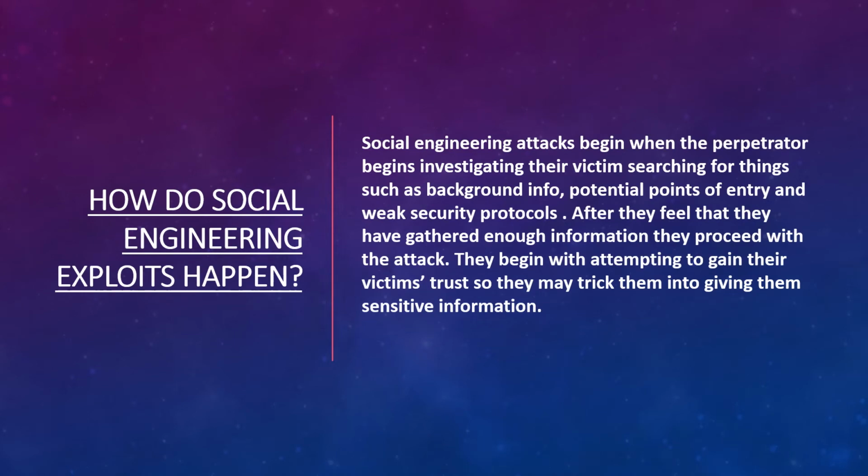How does a person become a victim of a social engineering exploit? Social engineering attacks occur when the perpetrator begins investigating their victim, searching for things such as background info, potential points of entry, and weak security protocols. After they feel they have gathered enough information, they proceed with the attack. They begin by attempting to gain their victim's trust, so they may trick them into giving them sensitive information.